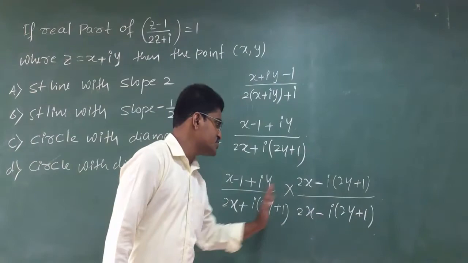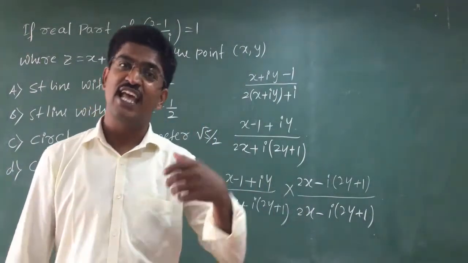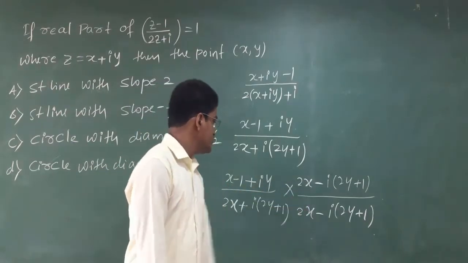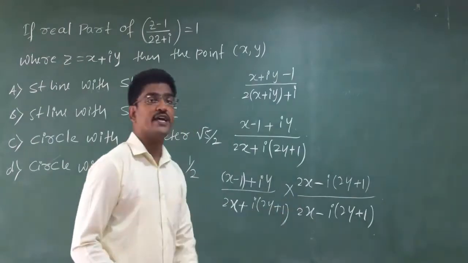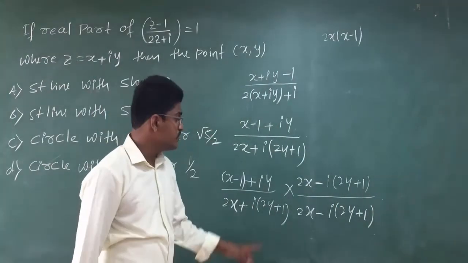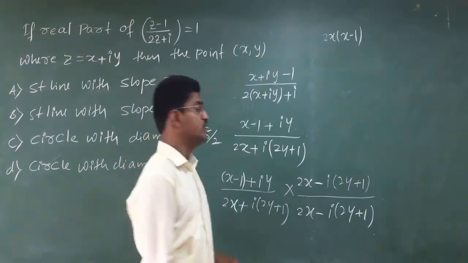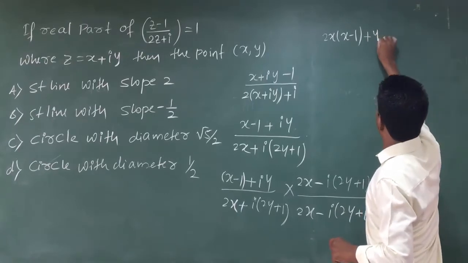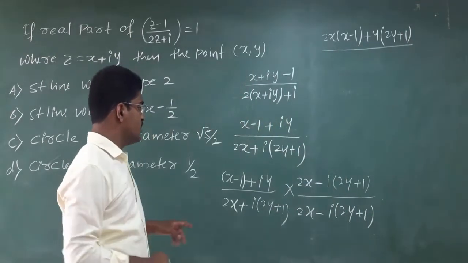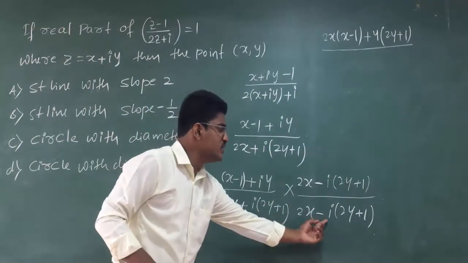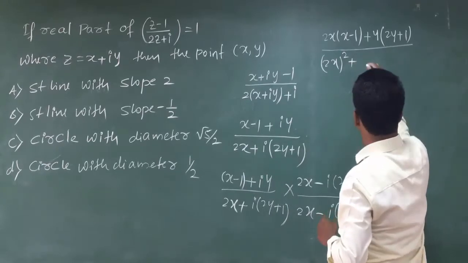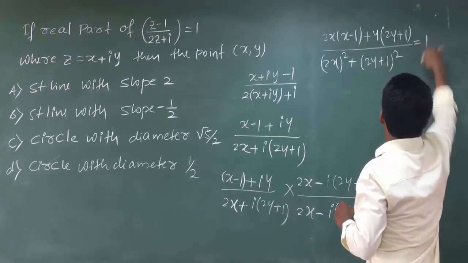Clear? So you have to multiply these two terms. After multiplying these two terms, you have to take the real part out of this. If I take the real part out of this, what are you going to have? See, x minus 1 into 2x will be 2 times x minus 1. Next the real part will be i into i, which is i square, that is minus 1. Already you have minus, so it will be plus 1 into y multiplied with 2y plus 1, divided by, if I multiply this, 2x square plus 2y plus 1 whole square. It will be the real part, that is equal to 1.